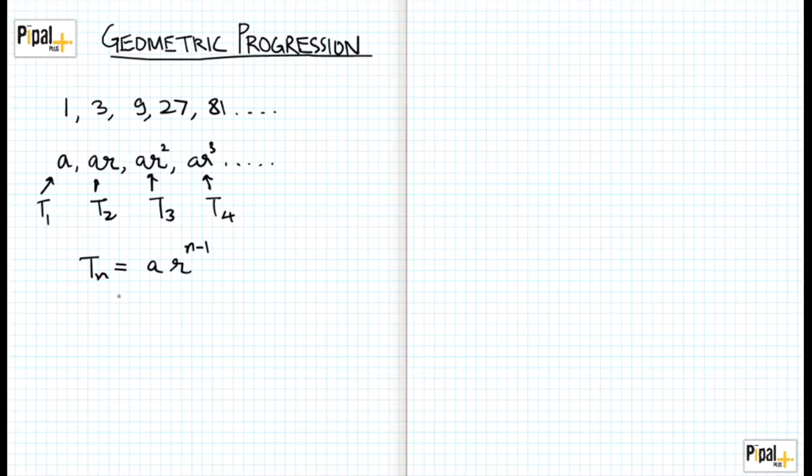So if, let's say, we were to find in this series the sixth term, it would be a into r to the power 6 minus 1. Now a is 1, r is 3, so 3 to the power 5, right? So we get 3 to the power 5 is 243, right? So this is what T6 of this series will look like.